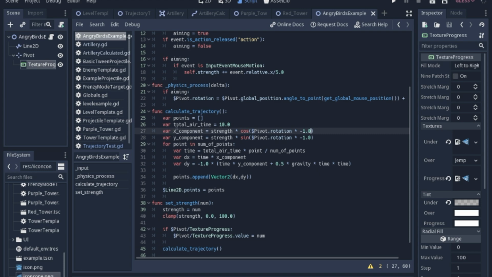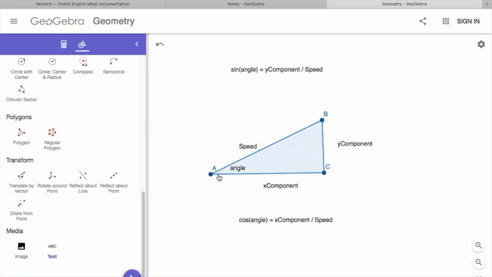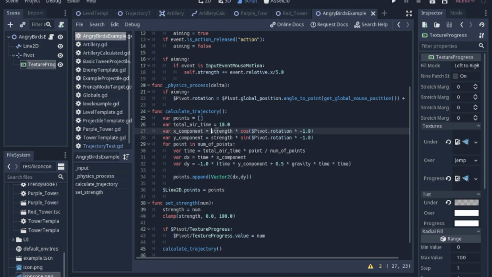So when we talk about an x component or a y component, that's going to be referring to the x and the y part of this triangle. This is a right triangle. So the speed is how fast the projectile is moving, and we're going to want to separate that speed into how fast it's going up and how fast it's going to the side. And you can figure that out if you have the speed and you have your angle. We're going to take that speed, or in this case the strength of that texture progress, that strength variable, and we're going to multiply it by the cosine of the angle of the pivot. So the cosine goes with the x component and the sine goes with the y component.